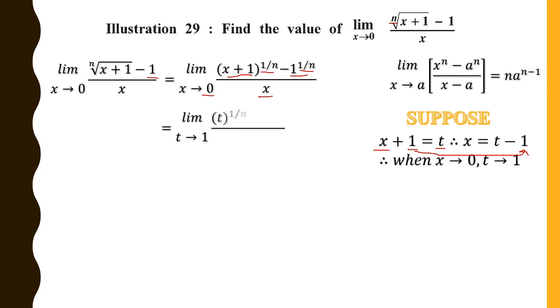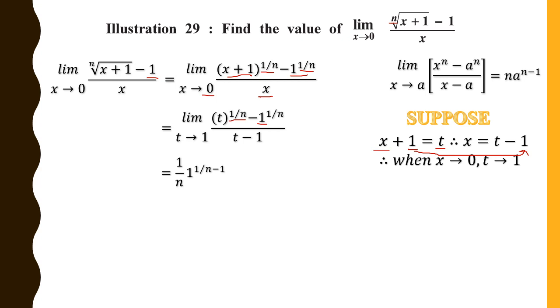It will be limit t tends to 1, t raised to 1 upon n minus 1 raised to 1 upon n divided by t minus 1. So now this equation looks a lot similar to our second form. Here the value of n is actually 1 upon n, the value of a is 1. So this I have to put into the format, and I will get something like this: 1 upon n into 1 raised to 1 upon n minus 1.